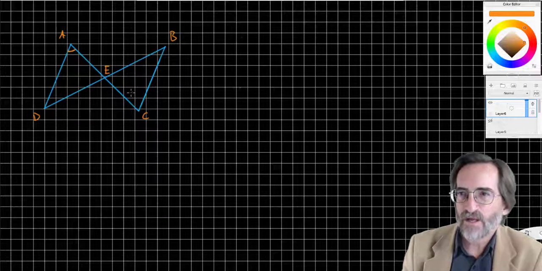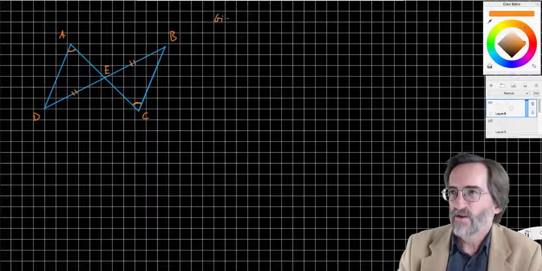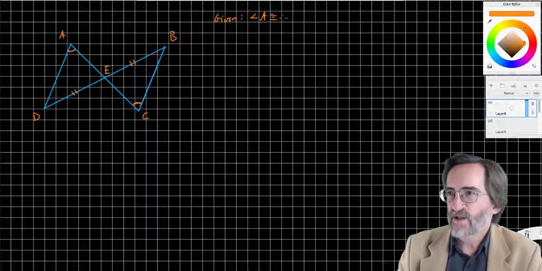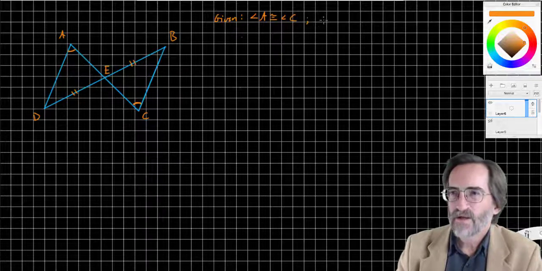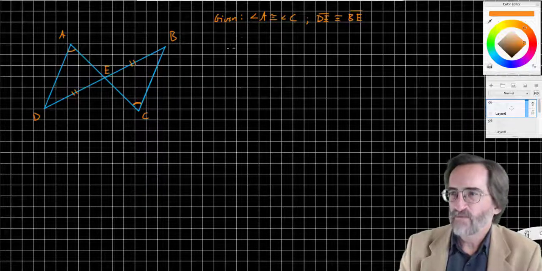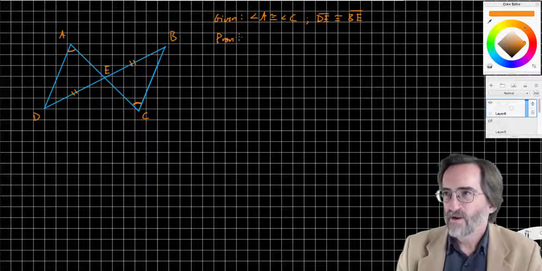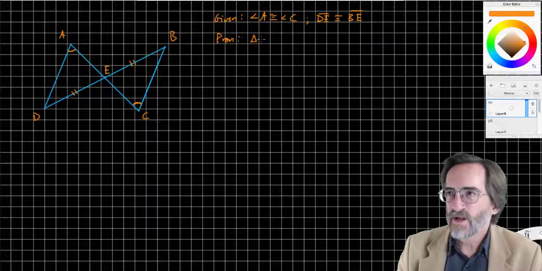We know angle A is congruent to angle C, and we know DE is congruent to BE. So we are given angle A is congruent to angle C, and DE is congruent to segment BE. Given and prove, not proven. Prove triangle AED is congruent to what triangle?